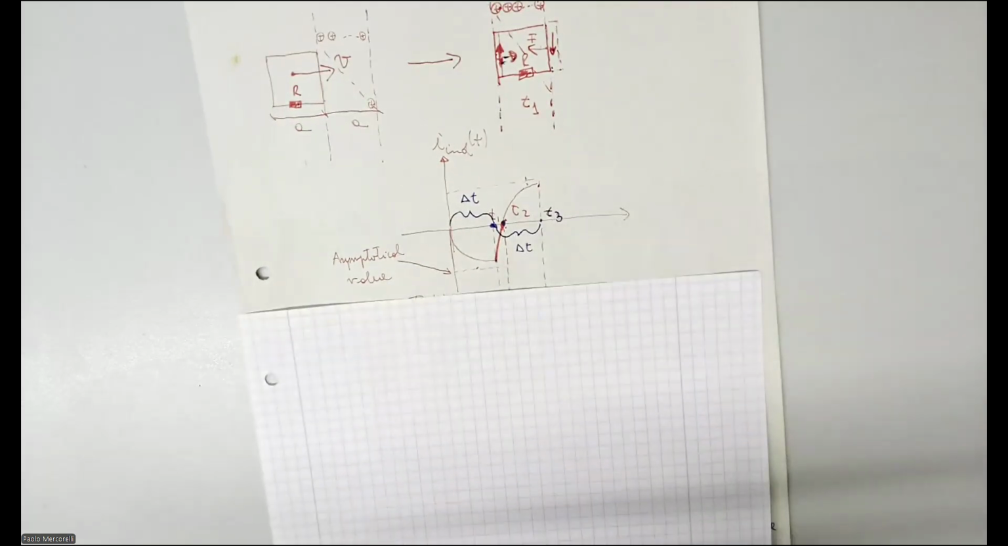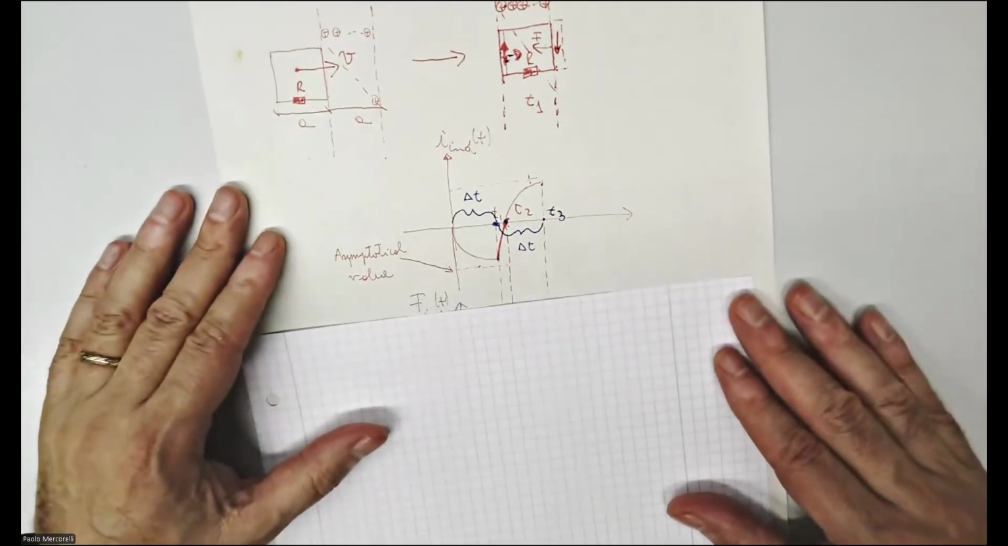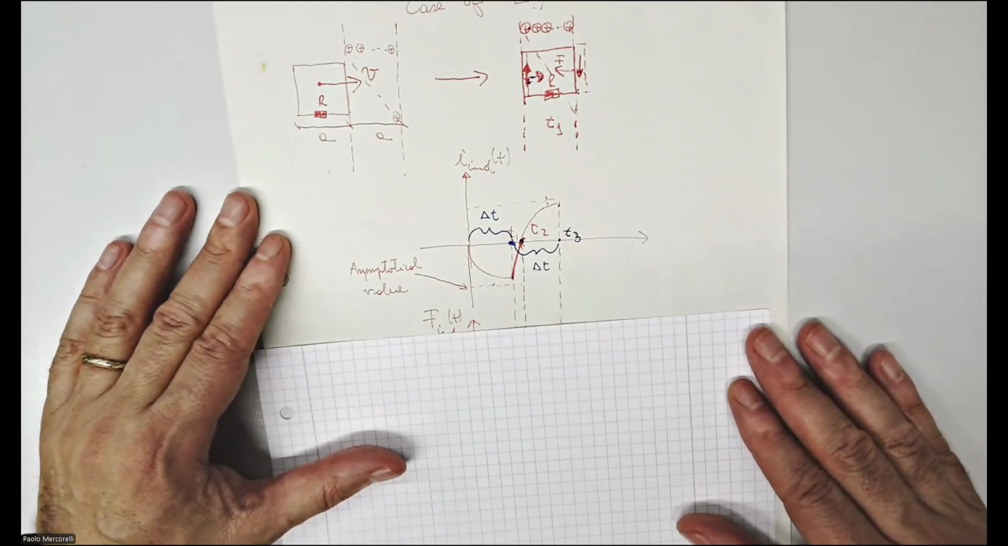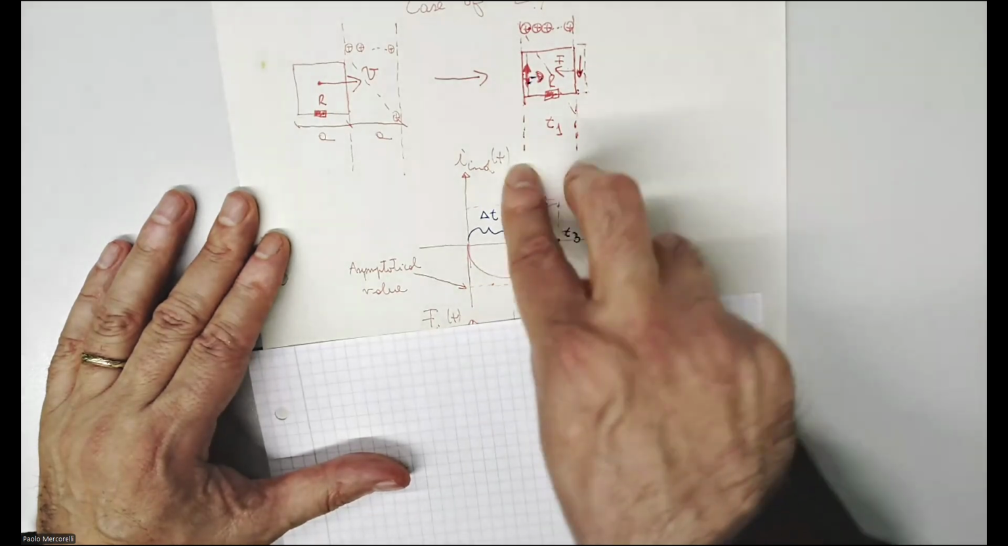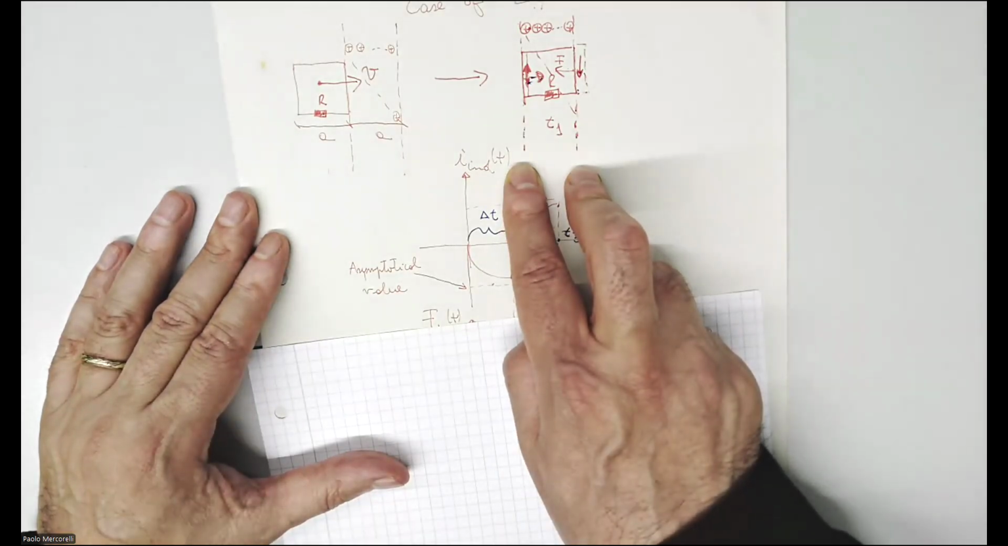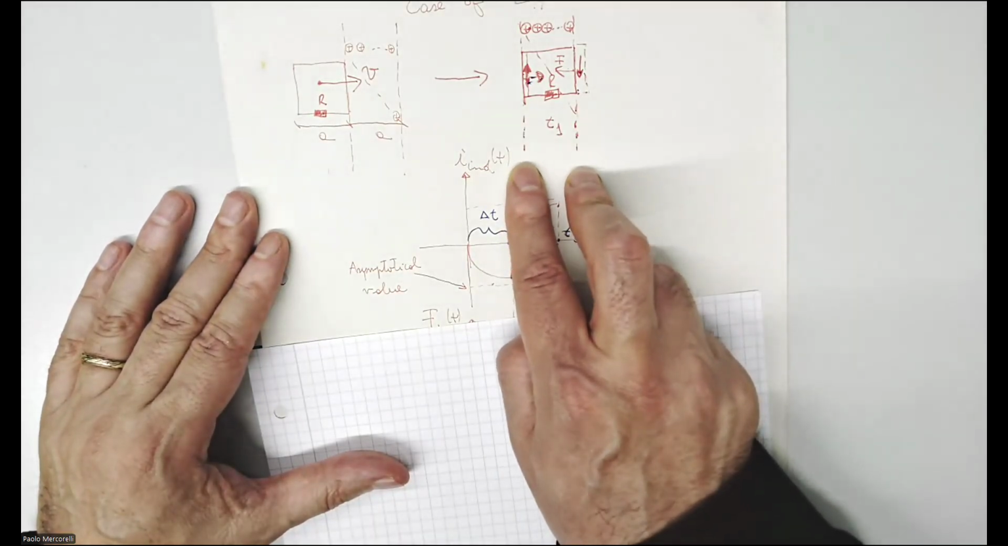Now, please pay attention here in order to clarify what happens in this configuration. Let us assume that at time T1, the coil is totally inside.